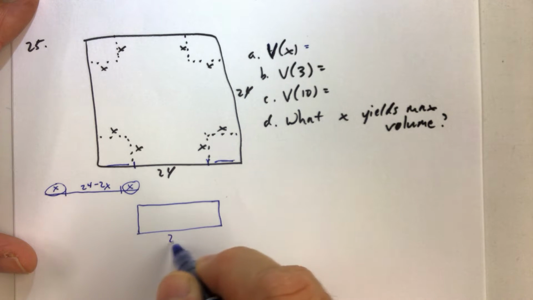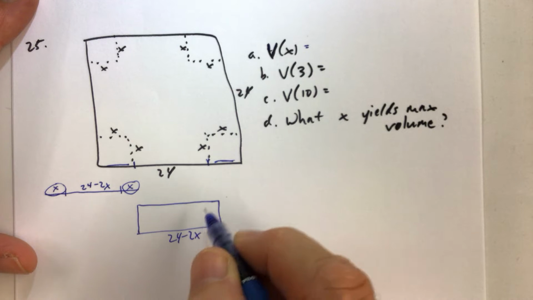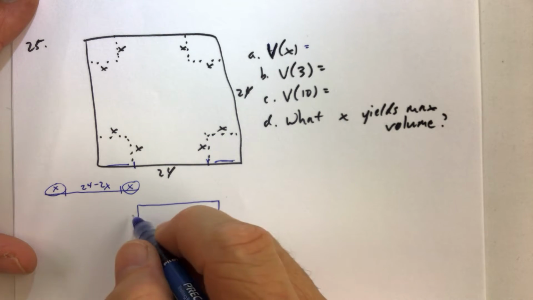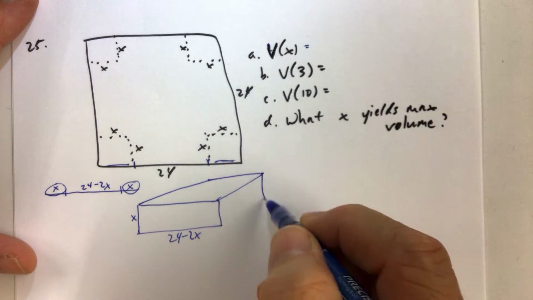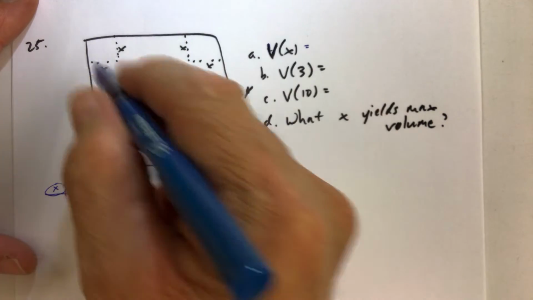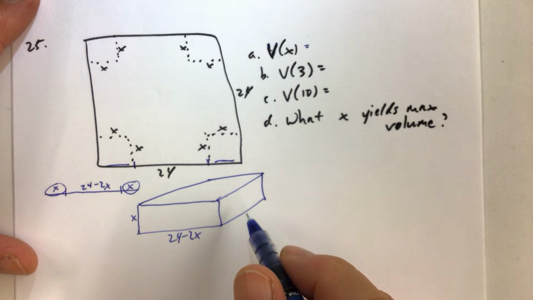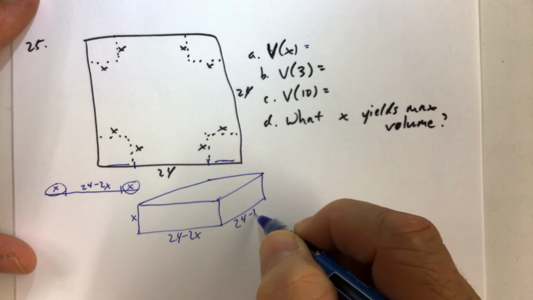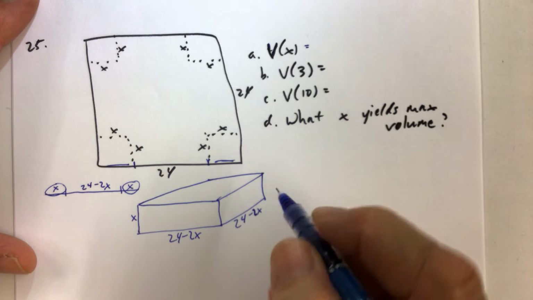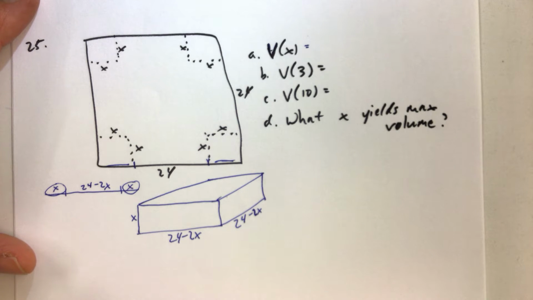That would be, if we fold up the sides, these squares that we cut out, if you fold them up, the x is the height, and then since this is a square piece of whatever it is, cardboard or something, each side of that open top box has length 24 minus 2x. So it's as straightforward as that.